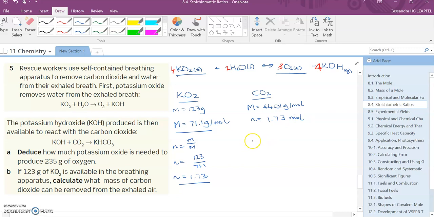So that's good. That makes our calculations nice and easy now, because we need to work out the mass. So we're going to use that formula that we've rearranged, and that's going to give us 44.01 times 1.73. So we're going to have 76, what does that round to? 76.14 grams of carbon dioxide that's been removed from the exhaled air.